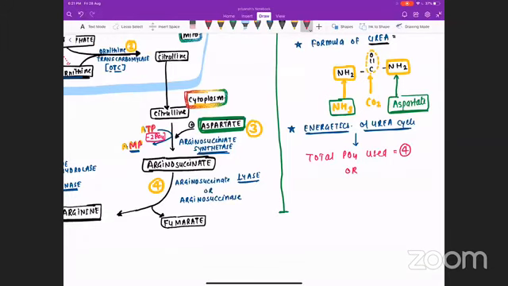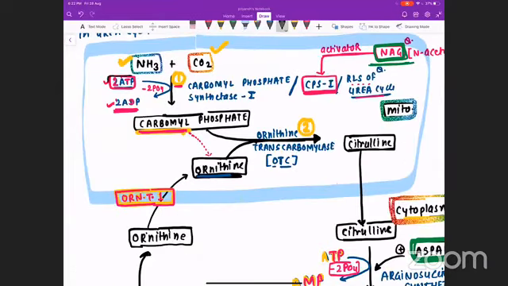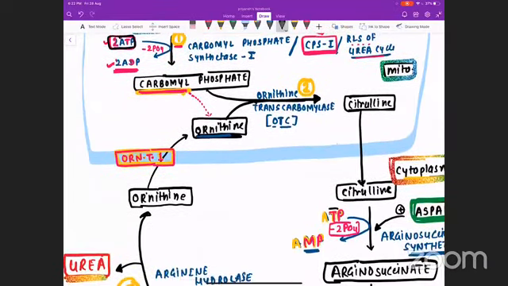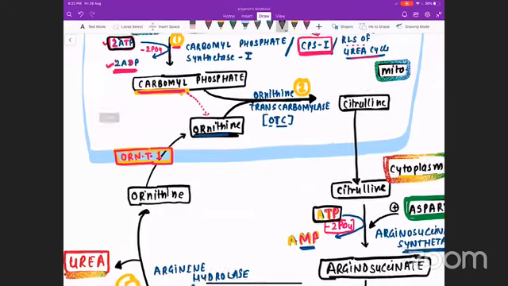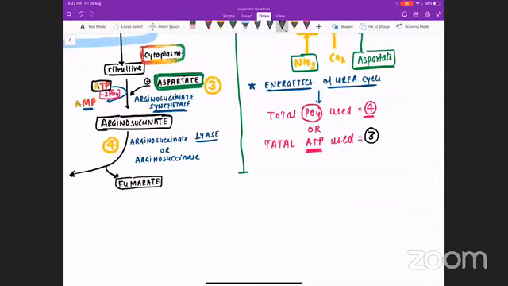If they ask the total ATP used, how many ATP is used? If the question asks total phosphate used, the answer will be 4. Total ATP used, it is very easy to understand. In the first reaction, we require 2 ATP. In the third reaction, you require 1 ATP. So 2 plus 1, we are going to require 3 ATPs. But if they ask how many phosphates are required, it is 4. So you have to look at the question carefully, whether they are asking for ATP or for phosphate. This is the energetics of the urea cycle.